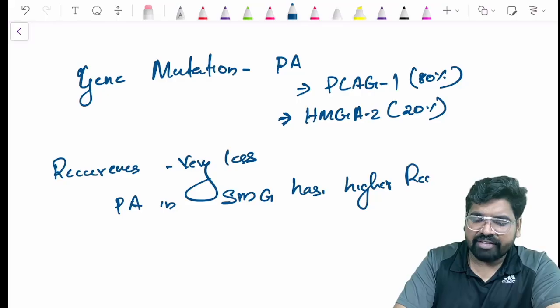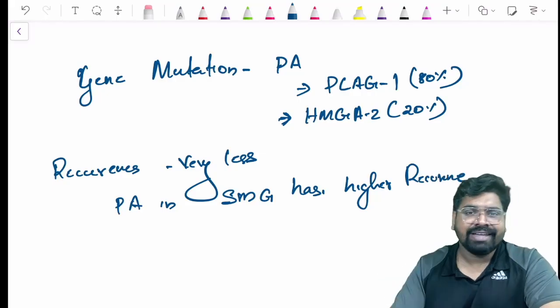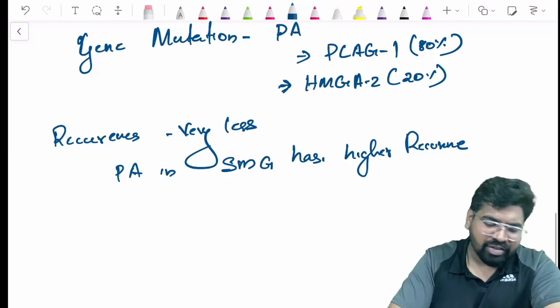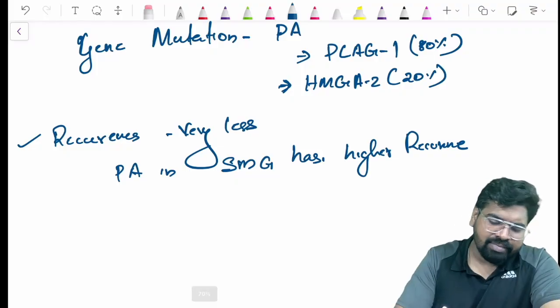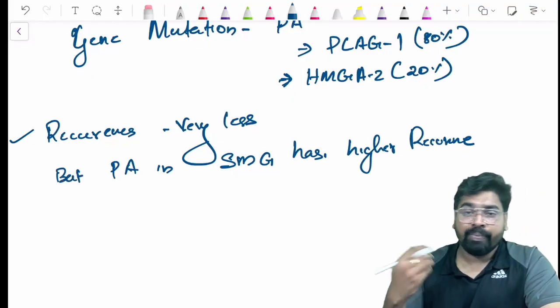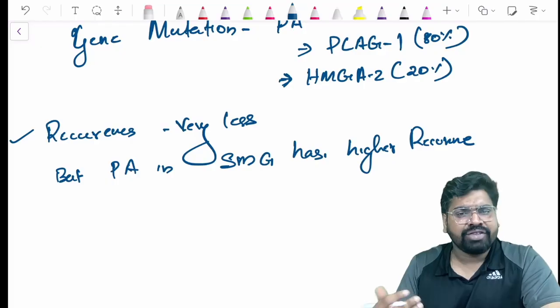So this is a fact, based on the incidence they see. This is one factual question: which among the following statements is true? Recurrence is low, but a pleomorphic adenoma in the submandibular gland has more chance of recurrence.